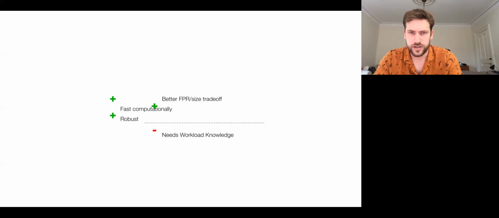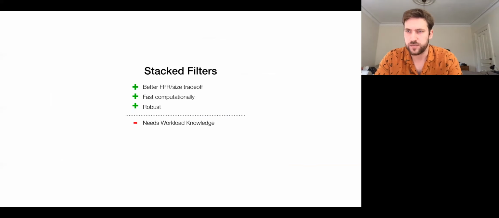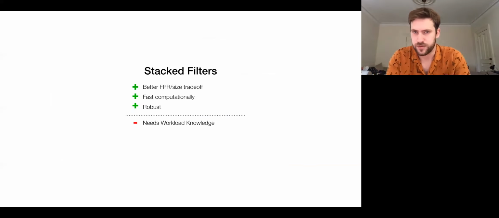So what we're going to do is create stacked filters, which hopefully blends a lot of the better properties of both. Stacked filters is still going to require workload knowledge. So this is going to be its major trade-off. You're going to need to collect negative queries, but it's going to be able to achieve that better false positive rate size trade-off while being very fast computationally and while being robust to changing workloads. And this is generally because stacked filters are going to use hash-based filters in their construction. And this is what's going to make them have all these efficiency properties.